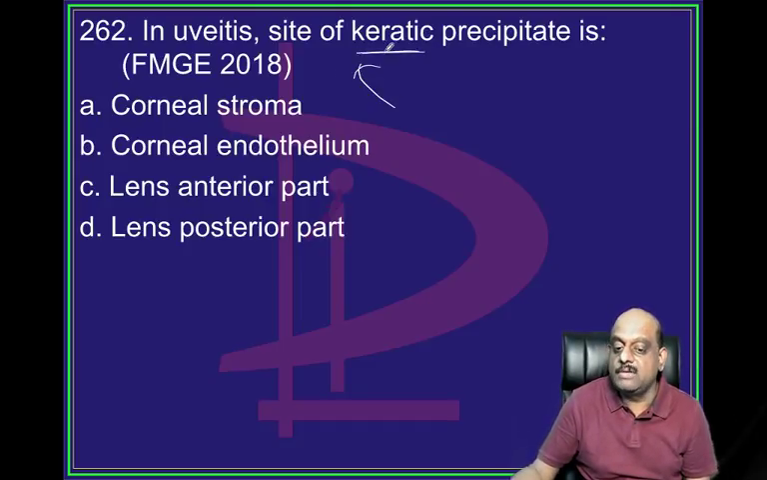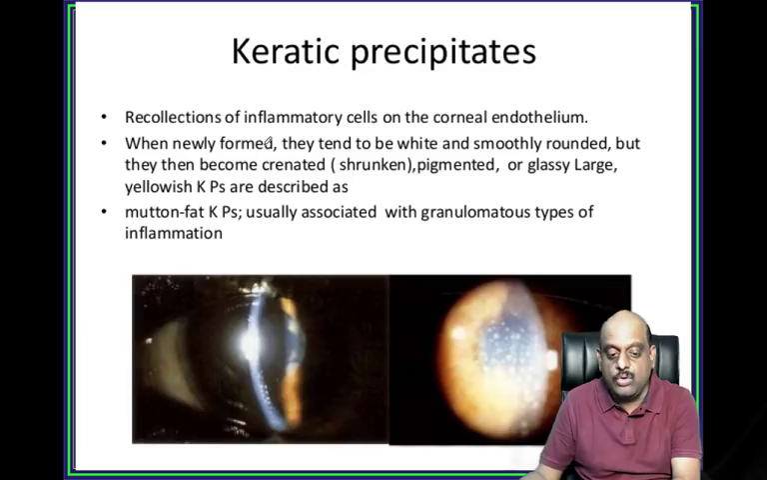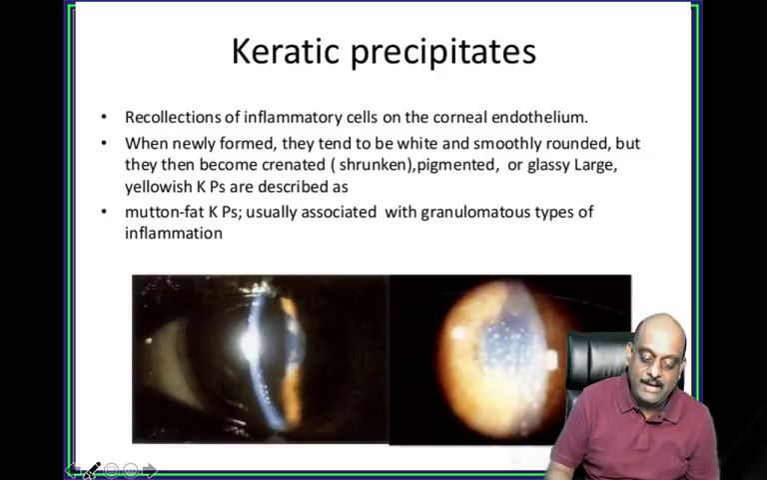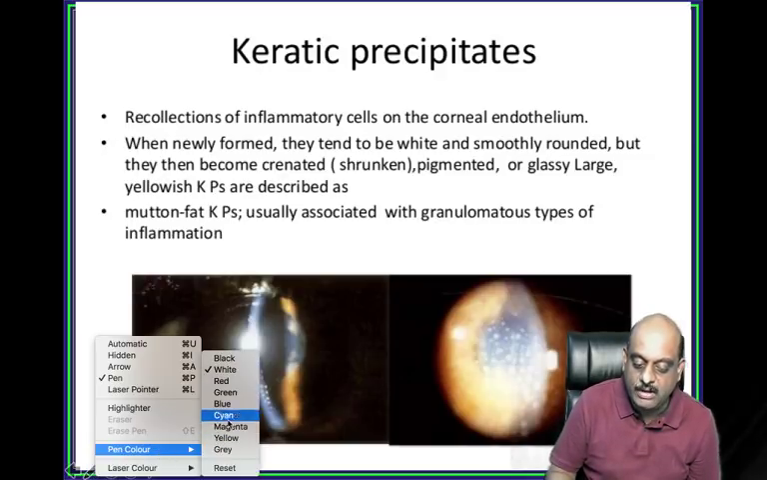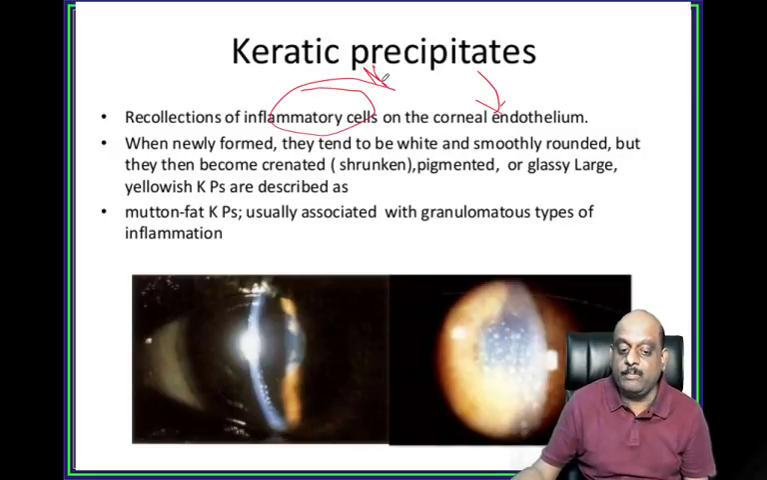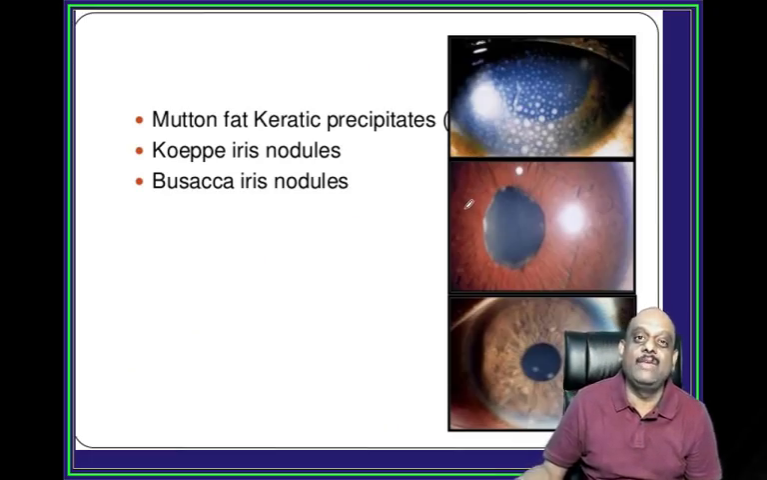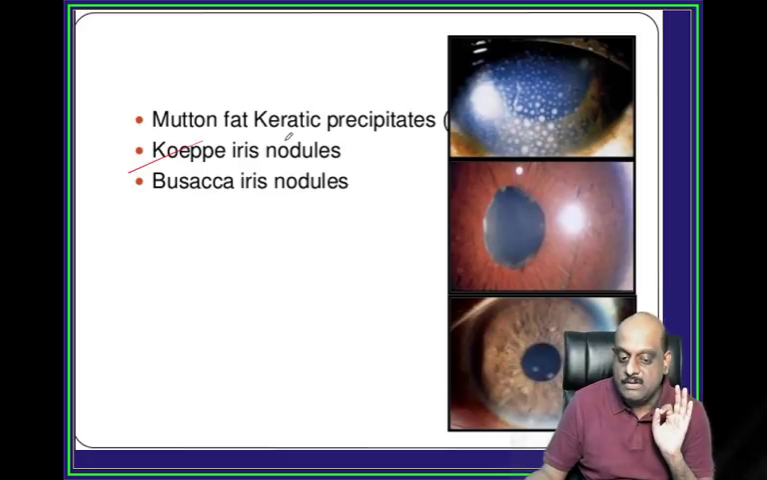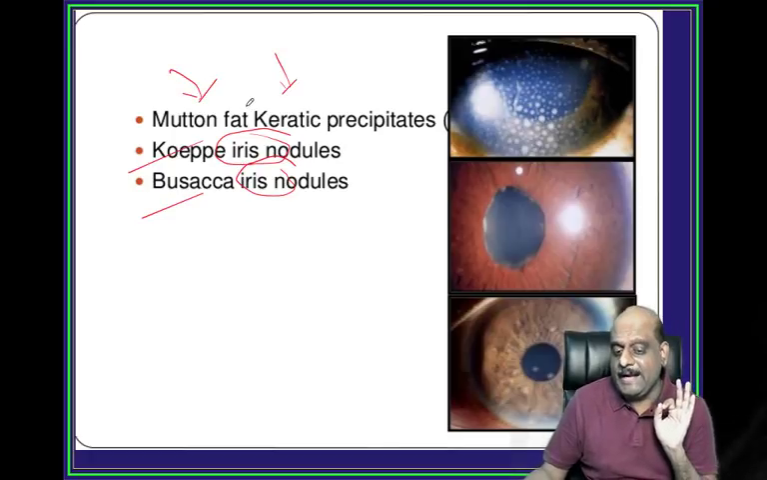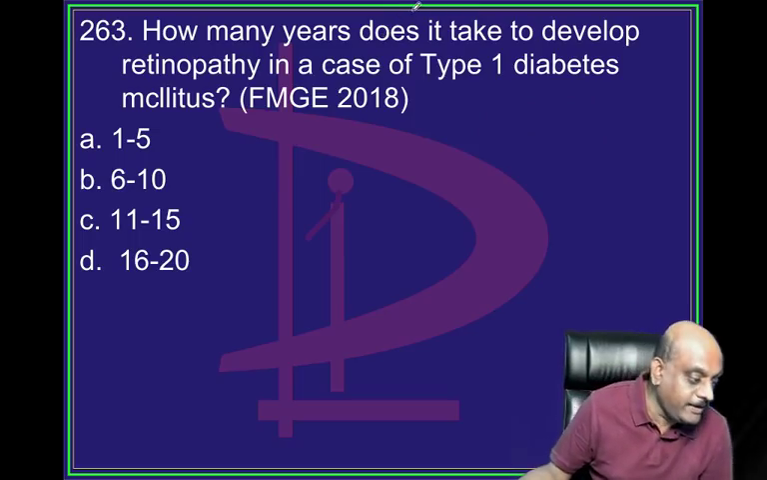In uveitis, from where do you get keratic precipitates? It is the corneal endothelium. Corneal endothelial cells is what you should remember. So the inflammatory cells on the corneal endothelium form keratic precipitates. You get mutton fat keratic precipitates in granulomatous uveitis. Koeppe iris nodule, Busacca iris nodule, mutton fat keratic precipitates are granulomatous uveitis; be 100% sure.